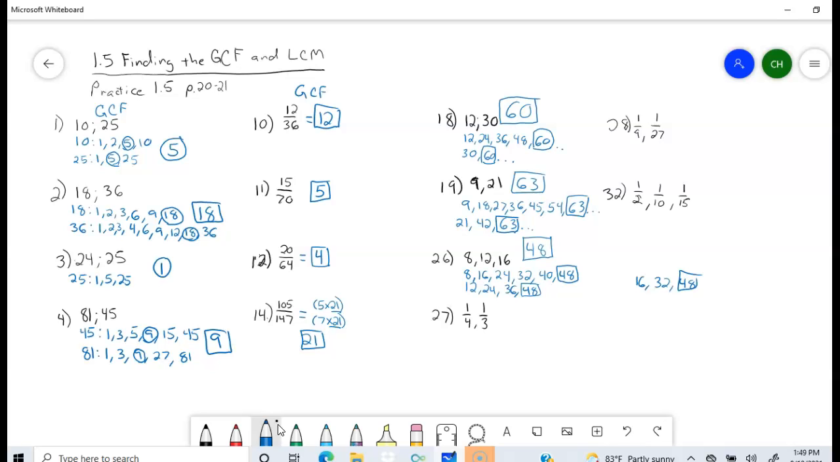Okay, number 27, we are looking for the LCM of the denominators for each group of fractions. Okay, so we're just looking at the denominators. 3, 6, 9, and 12. 4, 8, 12. So it's going to be 12.